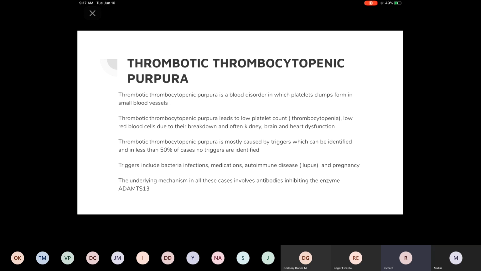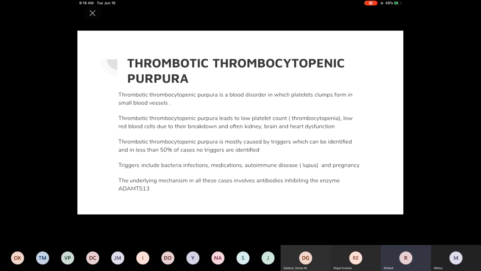Thrombotic TTP generally is a blood disorder which causes platelets to clump. Platelet clumps form in small blood vessels. Thrombotic TTP also leads to low platelet counts because of the platelet clump, and this can also affect red blood cell breakdown and other parts of the body like the kidney and the brain, and also cause heart dysfunction.